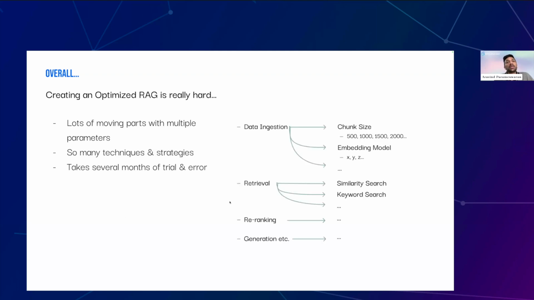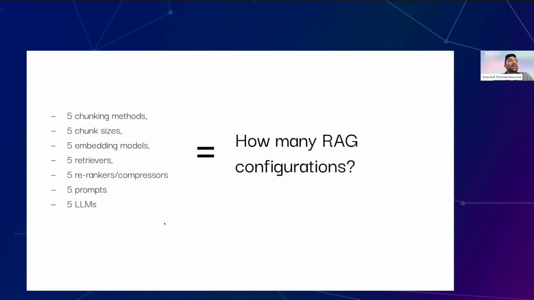An example would be, let's say you're working on a specific RAG use case where you have to pick from 5 different chunking methods, 5 different chunk sizes, 5 different embedding models, and so on and so forth. Does anyone know how many RAG configurations this would produce in terms of combinations? It's a math question. Let's see how many of you can guess. 5 raised to 7. That's right.